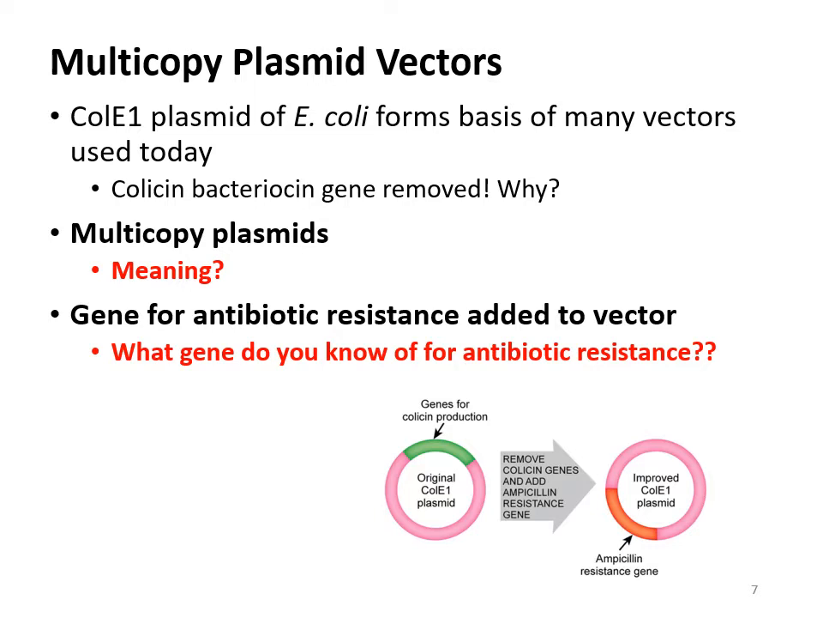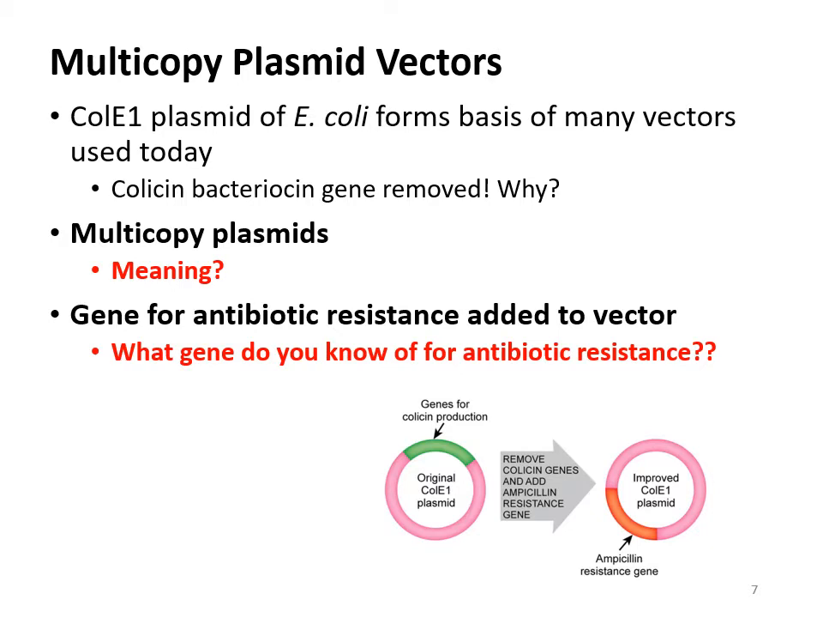So researchers removed the colicin gene, and then they added what's called the beta-lactamase gene. Okay, they added antibiotic resistance. And why would they want to add the beta-lactamase gene? Well, now if you use this plasmid in research, if it gets into the bacteria, then you'll know, because that bacteria will now be able to survive on ampicillin plates.